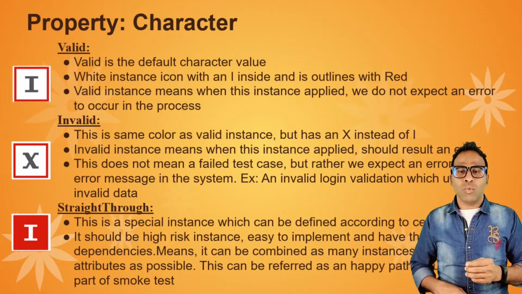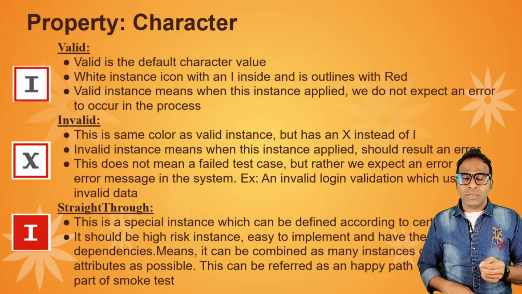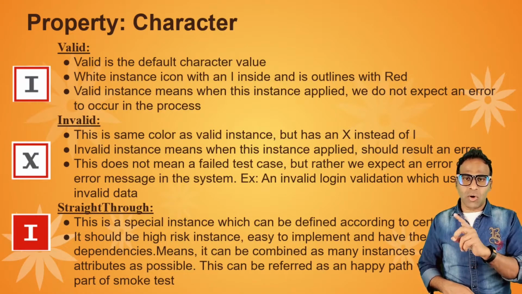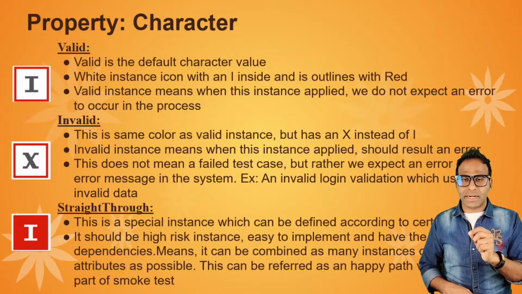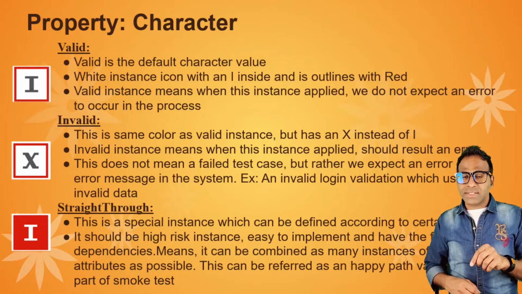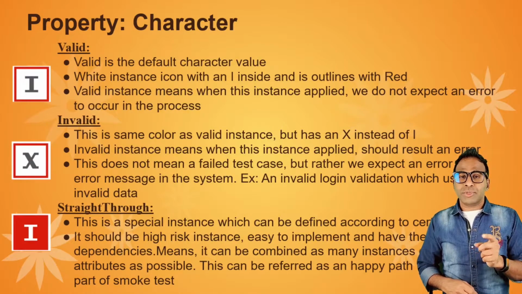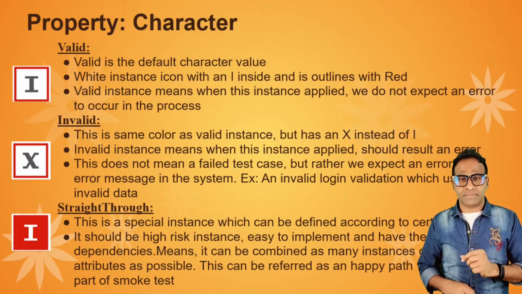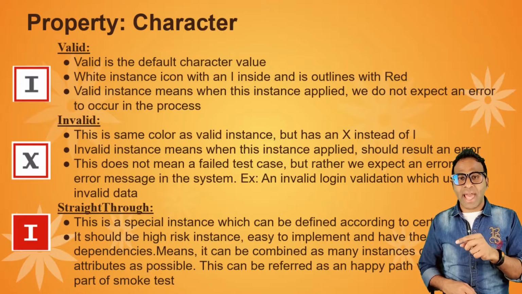And what about invalid? This has the same color, but you will have an X inside instead of an I, with a red outline. An invalid instance means that when this instance is applied, you should get an error or an error message. This does not mean the test case failed, but rather we expect an error message in the system.